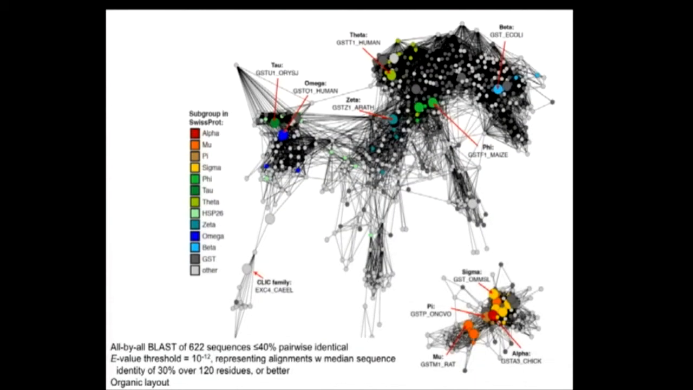Here is the sequence similarity network we generated in 2009. We had about 6,000 sequences. We came up with about 600 of them for this initial network. That's doubled now in size, the number of sequences. So this is growing very fast. Here our E-value threshold for generating edges is 1 times 10 to the minus 12, which is really on the bitter edge of statistical significance for this kind of analysis.